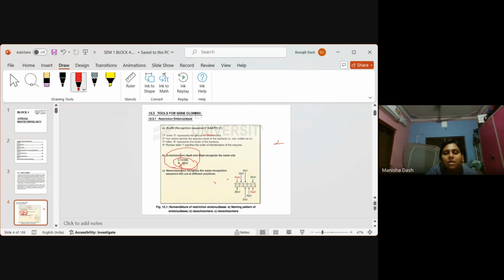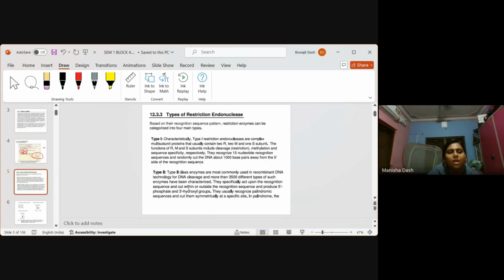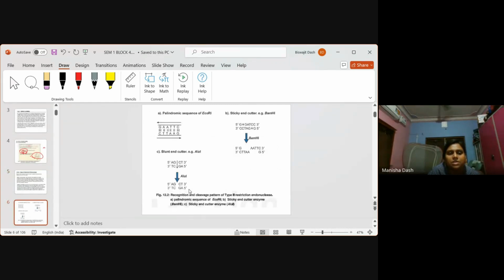Now, here you can see a lot of enzymes. They all will recognize the same palindromic sequence, but the site of action will be different from each other. So those set of restriction enzymes which recognize the same recognition sequence, but act at different sites, are known as neoschizomers of each other. So this is about the restriction endonucleases. You can go through them.